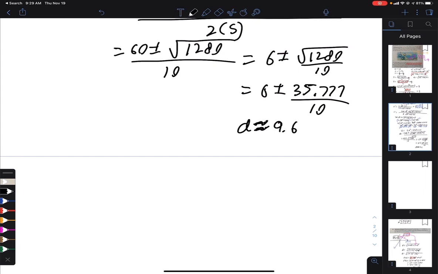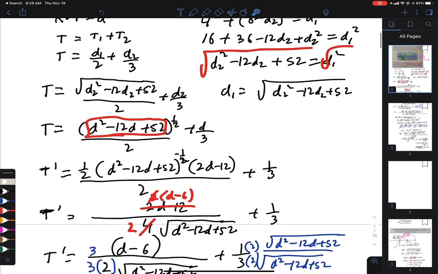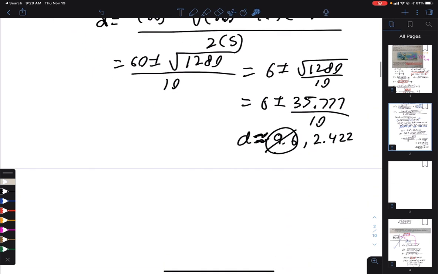We could also get 6 minus this value, so let me do that. Try it again. 6 minus the square root of 1280 over 10. And the other answer is 2.422 approximately. This one's ridiculous because, look, the distance is 6. There's no way she's going to walk 9.6 miles. She'd have to go backwards first.